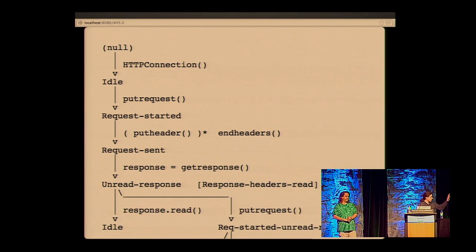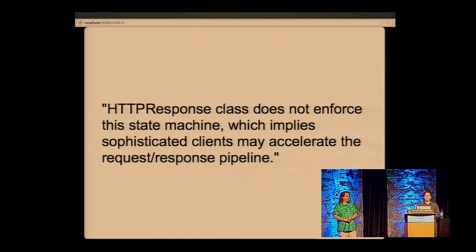state machine that actually bleeds off the end of the slide. And it's not important that you can see the whole state machine. It's important that it's there, and that after that state machine in the documentation, it has this wonderful sentence, which states that I'm not going to enforce this state machine, even though it's what I assert that I'm going to go through, so that if you're a sophisticated client, you can abuse my internal implementation details to do something clever like implement request pipelining.